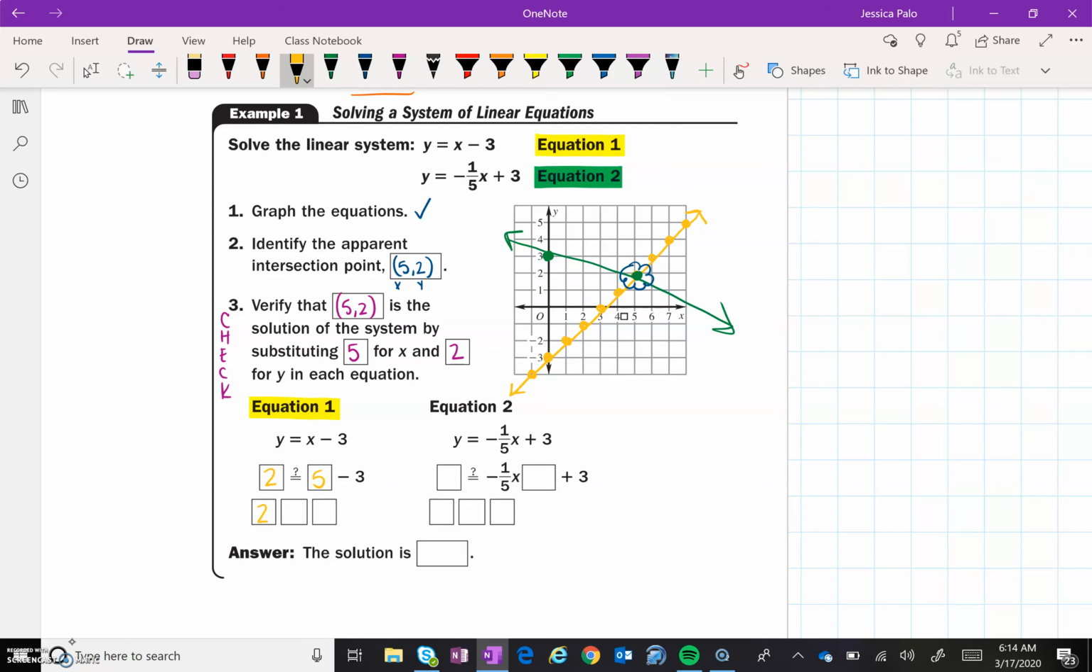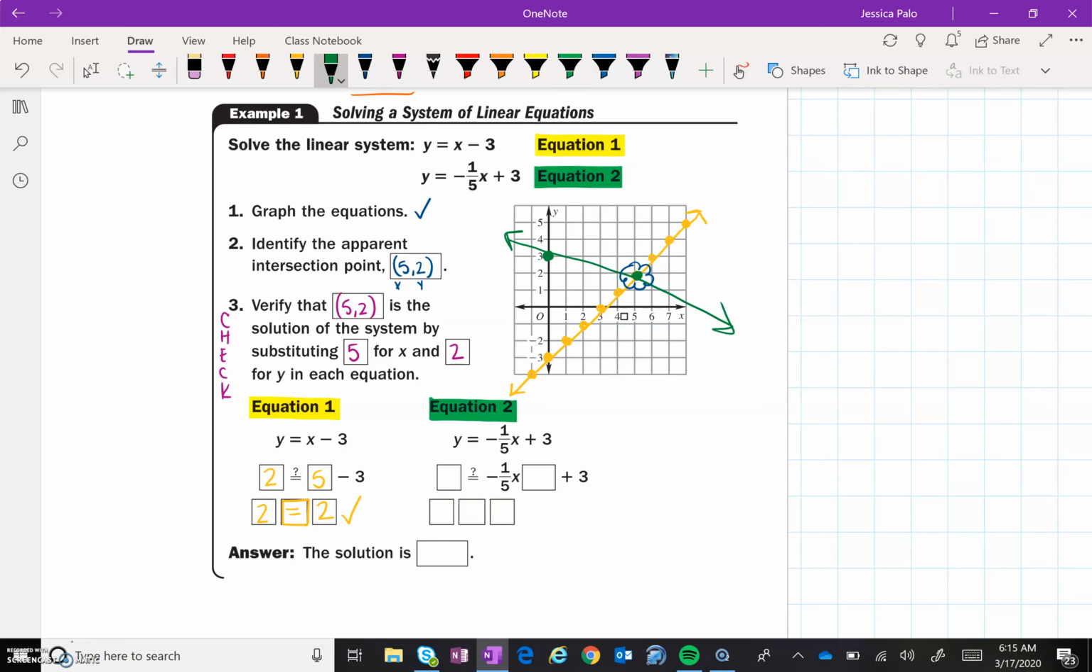Bring down the 2. We don't know whether or not they're equal yet, and then we're going to do 5 minus 3. 5 minus 3 is 2. So 2 does equal 2, and the coordinate that we found on the graph does work for equation 1. It is true. But the key to systems is that the solution needs to be true for both or all of the equations in the system. So before you can confirm whether or not it's true, you must check equation 2.